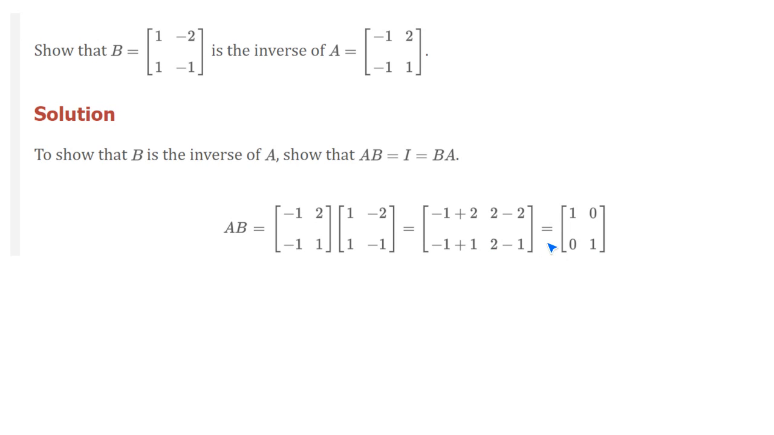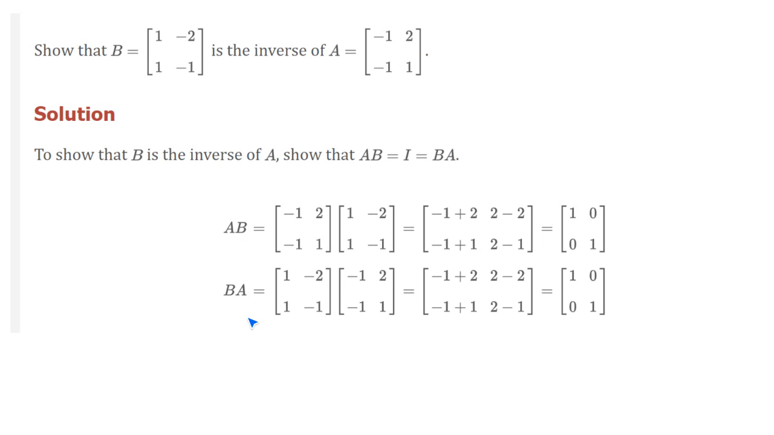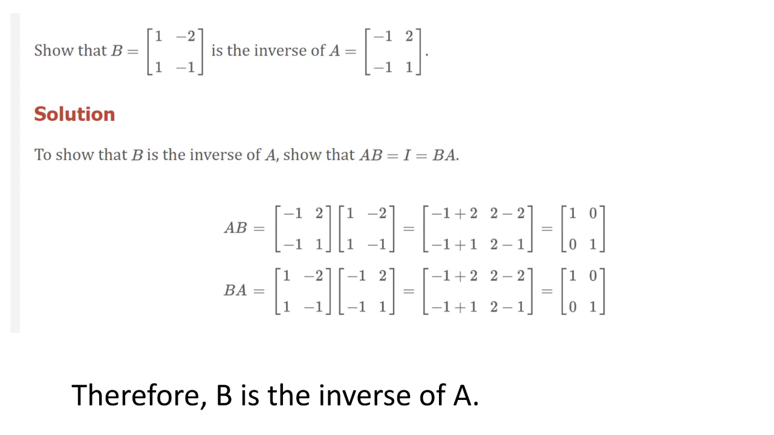Notice here that I get the identity matrix. That is good, but if we want to show that they are inverses, if we reverse them as B times A, it should also give us the identity, which it does. Now we can say that since A times B and B times A both gave us the identity matrix, these two matrices are inverses of each other. That is the way that we would check if something is an inverse of the other.